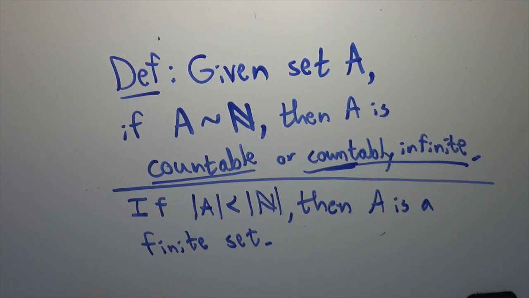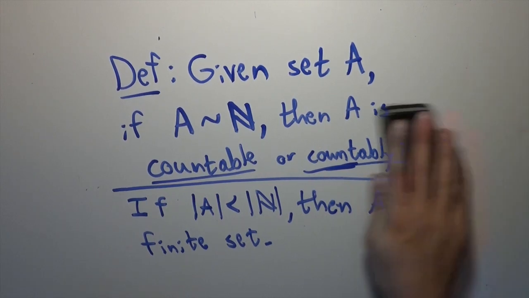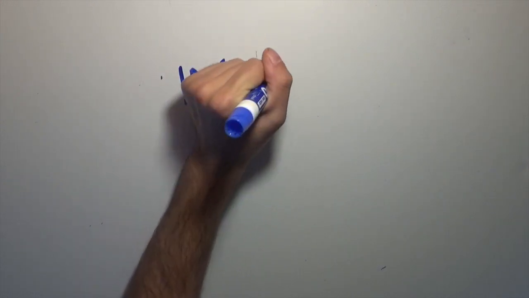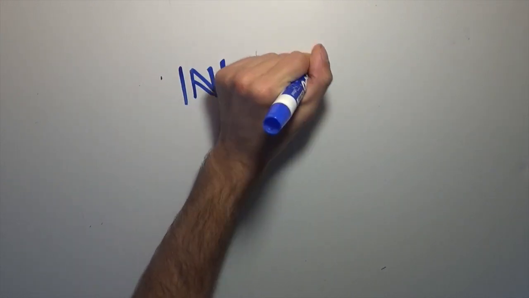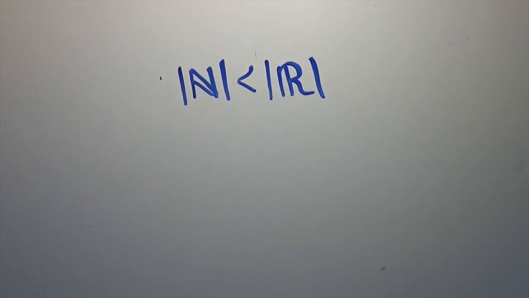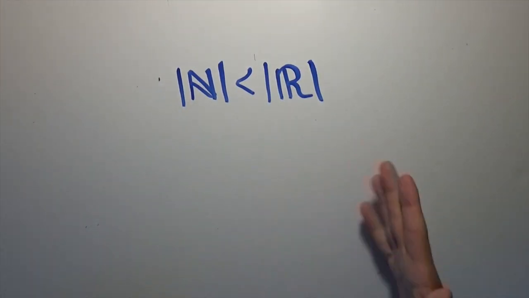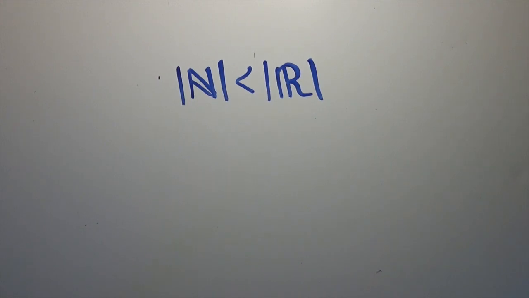Well, this is where the real numbers come in, because we have something to prove. I'm going to prove to you that the size of N is strictly less than the size of the real numbers. Now, what in God's name could that possibly mean? Because this is an infinitely large set. This has infinitely many elements in it. But somehow, some other set with also infinitely many elements in it has more elements? What does that even mean?